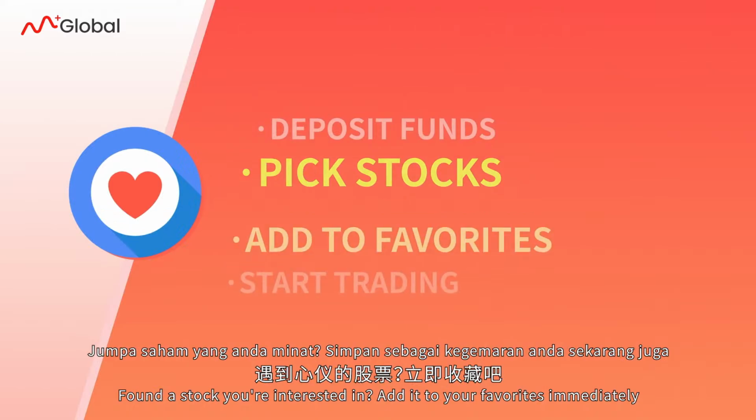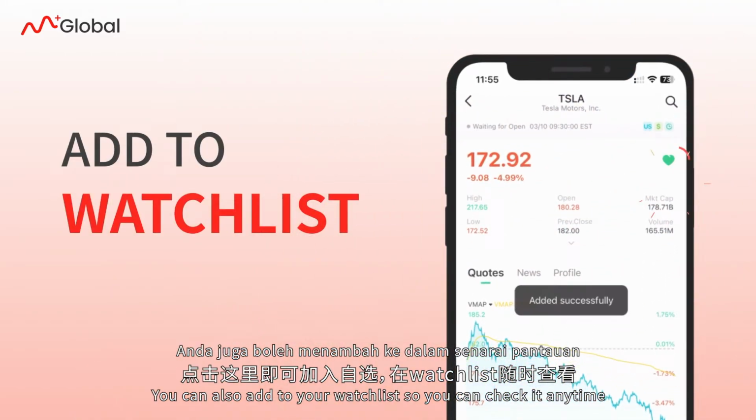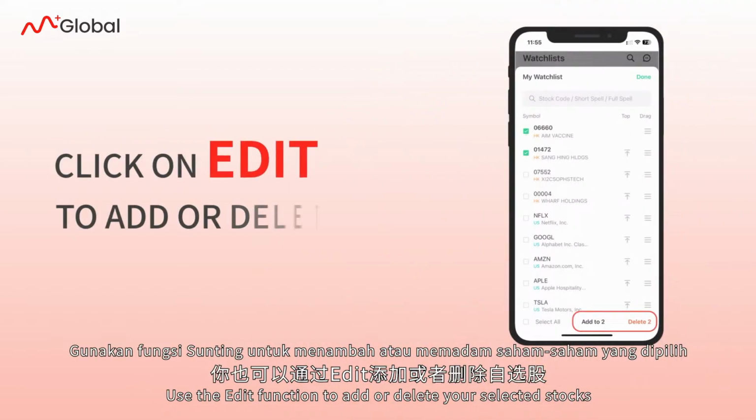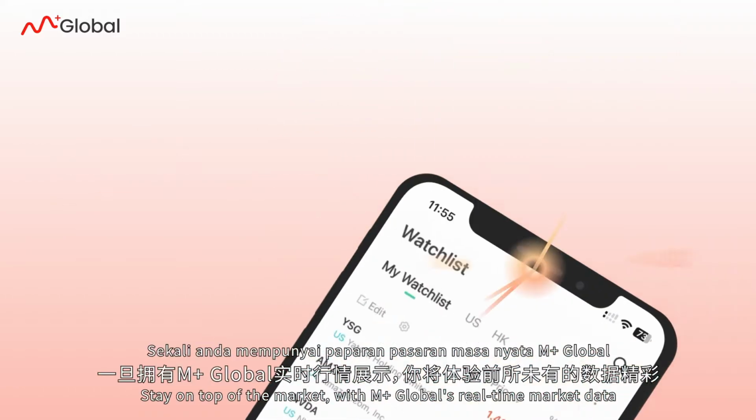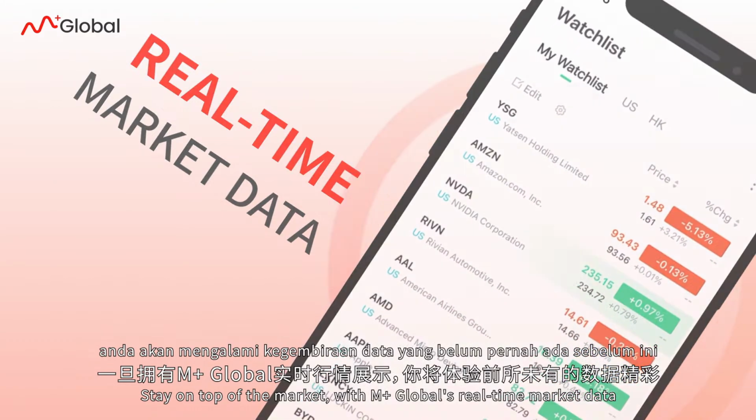Found a stock you're interested in? Add it to your favorites immediately. You can also add it to your watch list so you can check it anytime. Use the Edit function to add or delete your selected stocks. Create groups to organize your stocks via drag and drop function. Stay on top of the market with M+ Global's real-time market data.